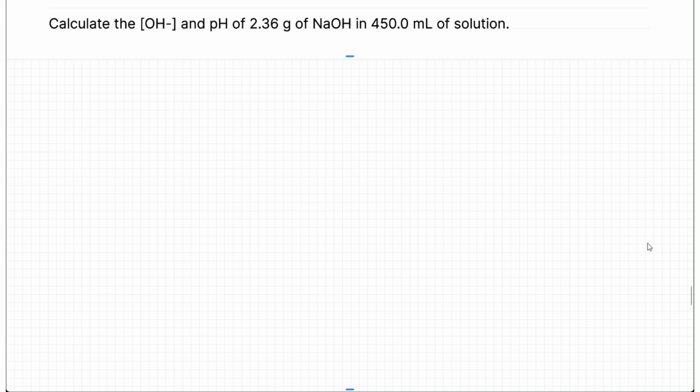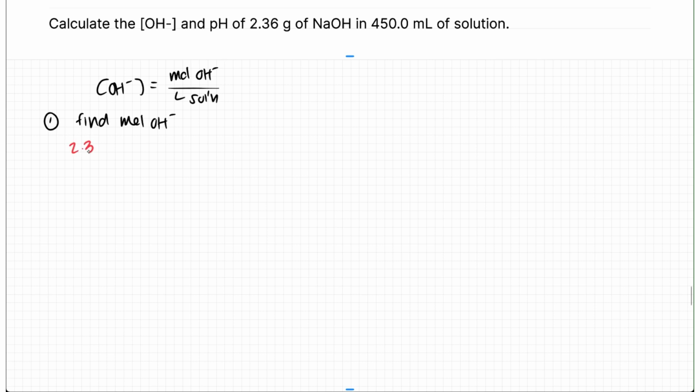For our next example, we have: calculate the concentration of OH- and pH of 2.36 grams of NaOH in 450 milliliters of solution. Even though we are given different units for this problem, our goal will still be the same. For a concentration of OH-, we would like to have moles of OH- on top and liters of solution on bottom. So our first step will be to find the moles of OH-.